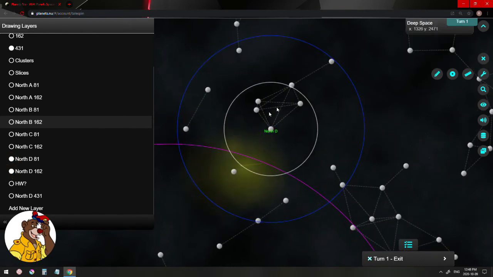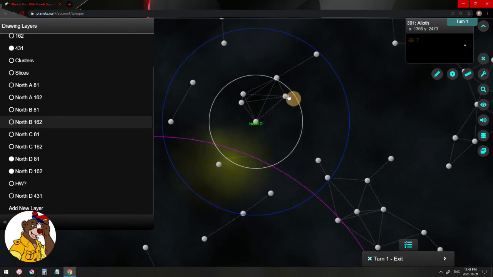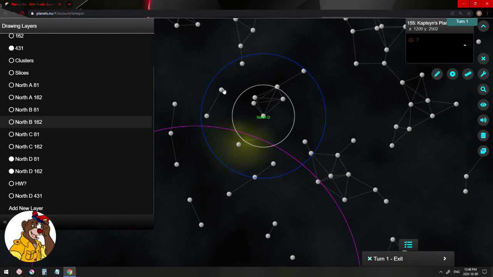We're going to put the two circles and count. So he's got 1, 2, 3 in here. So his homeworld plus 3 planets. And then 1, 2, 3, 4, 5, 6, 7, 8, 9, 10. This one's on the line, so let's just double check that one.